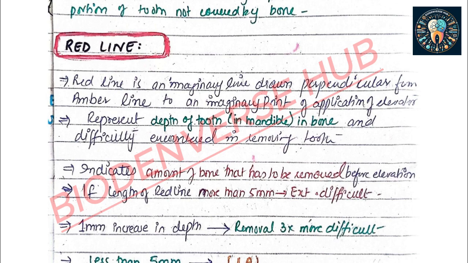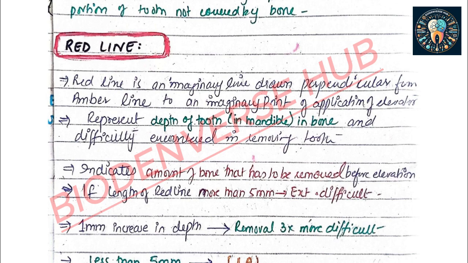Basically, you need to know how much bone you have to remove before the application of the elevator. Remember that you have considered an imaginary point of application of the elevator, but bone is present overlying it. So in order to reach that point, you need to assess how much bone is required to be removed to get to the point of elevation.